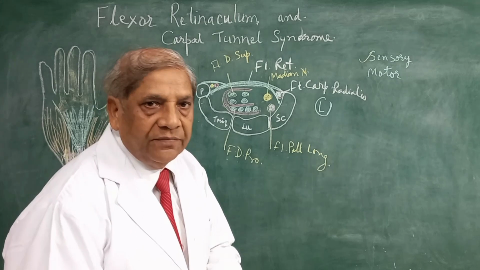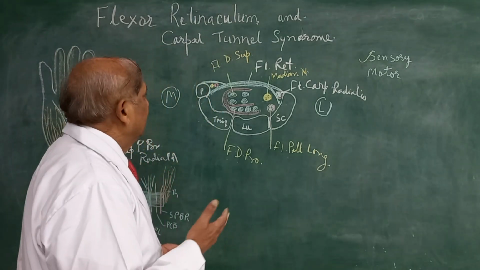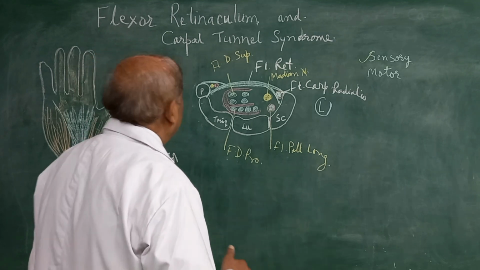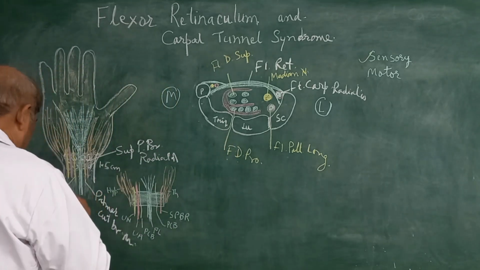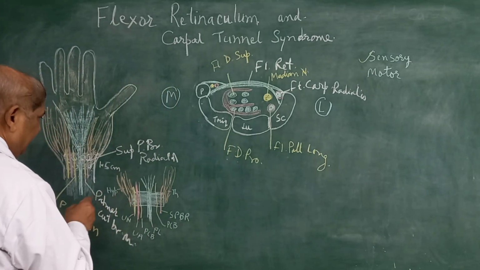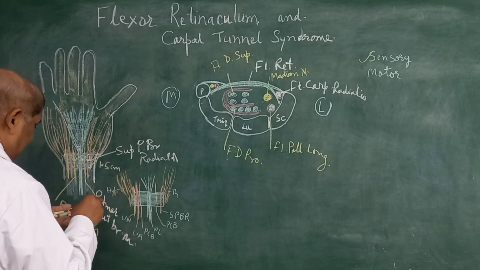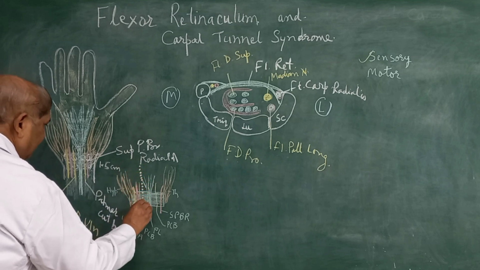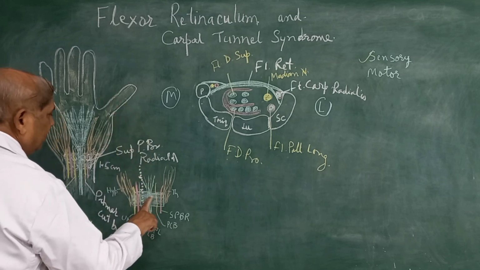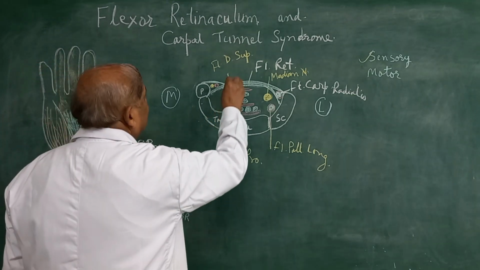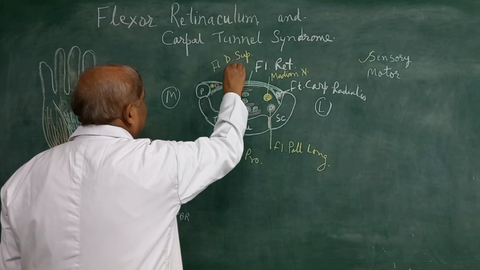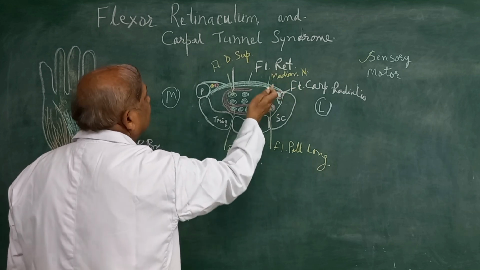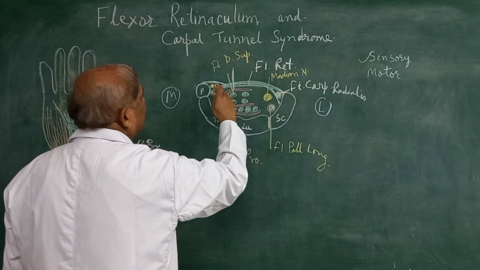Now how to get rid of it, how to treat it? The surgeons will do a surgery called release of the carpal tunnel, and they will make an incision into this carpal tunnel, into the flexor retinaculum. They will cut the flexor retinaculum more towards the medial side, not towards the lateral side. So somewhere here the flexor retinaculum is cut partly or completely, and then the pressure compressing the median nerve is released.